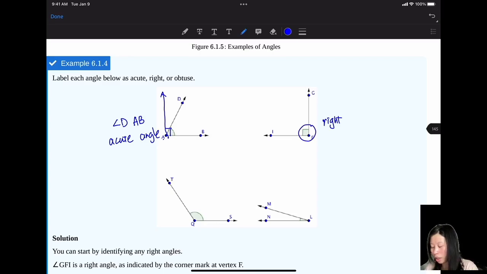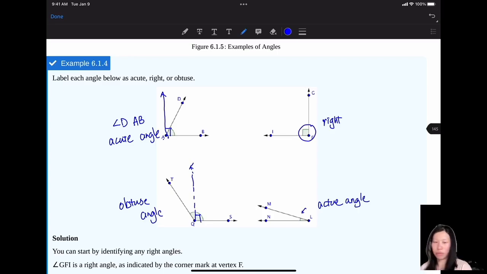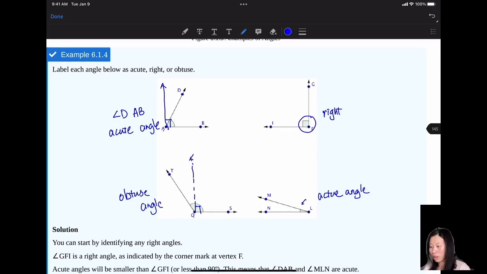So for angle TQS, if we draw a straight line perpendicular to QS, the ray QS, we notice that this angle is greater than 90 degrees but less than a straight angle, which is 180 degrees. So this is going to be a what? Obtuse angle. And this one is another example of an acute angle.